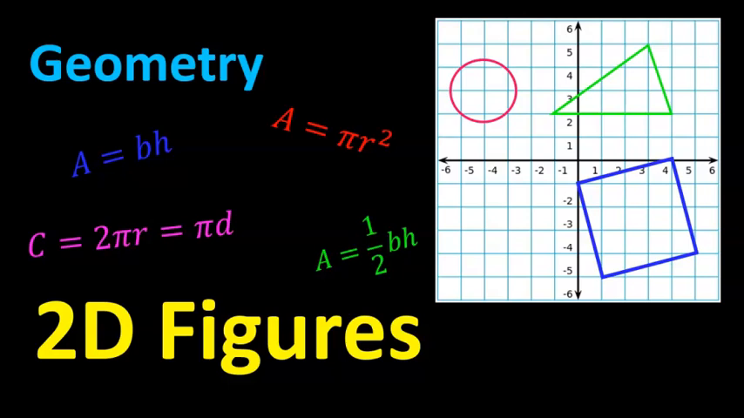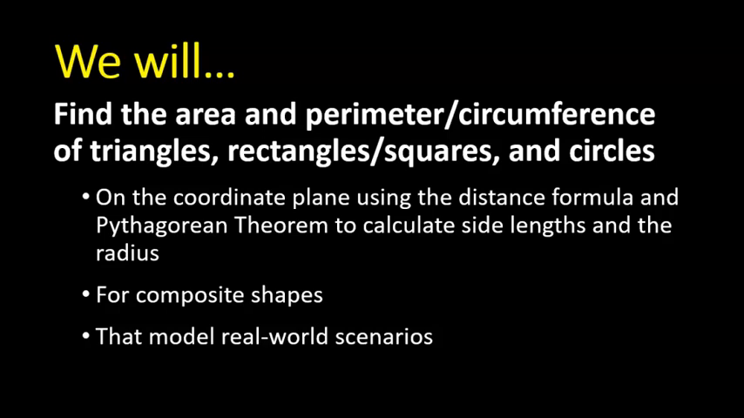Hello and welcome to Geometry 2D Figures. In this video we will find the area and perimeter or circumference of triangles, rectangles, squares, and circles. That includes those that are on the coordinate plane, using the distance formula and Pythagorean theorem to calculate side lengths and the radius, for composite shapes, and real-world scenario models.